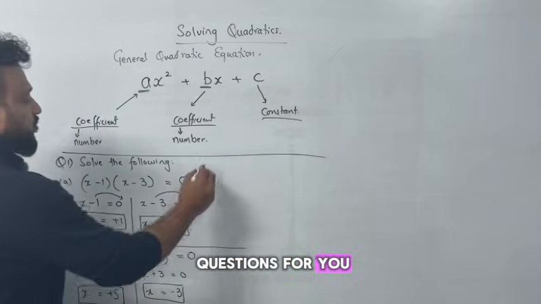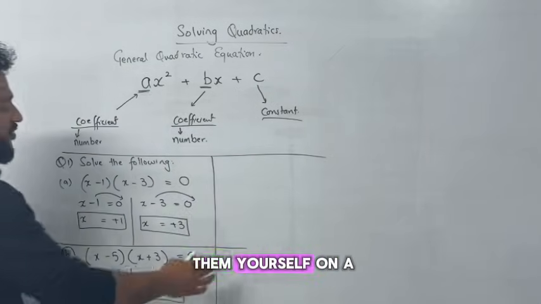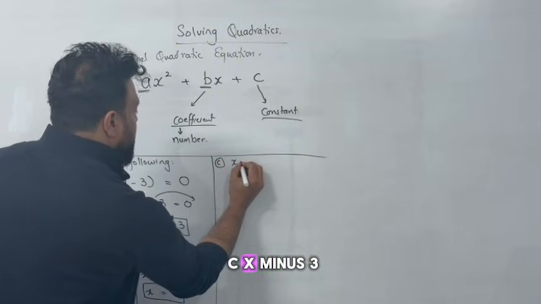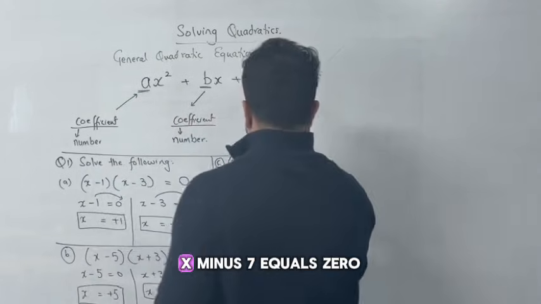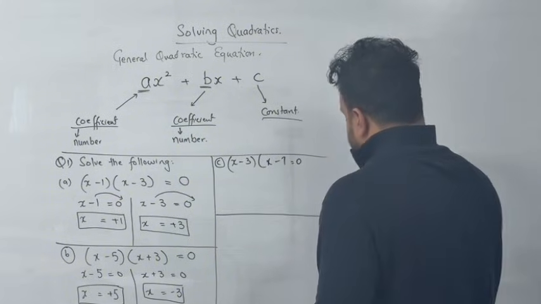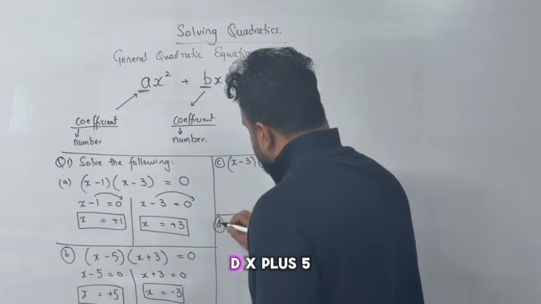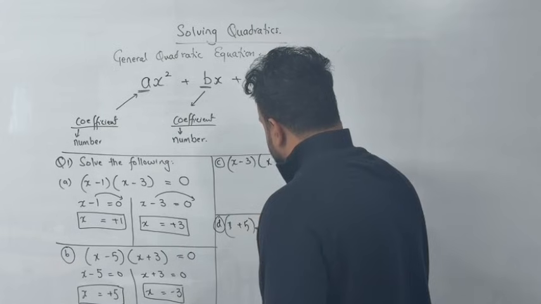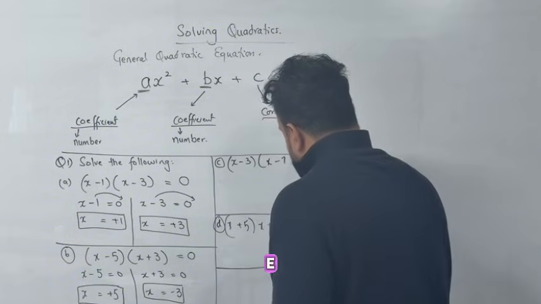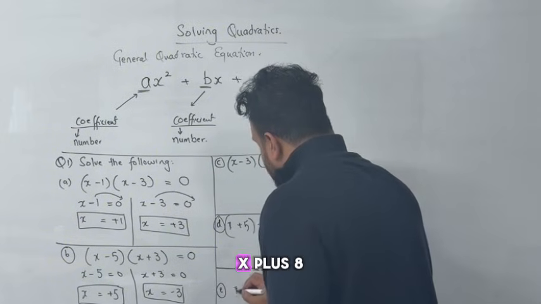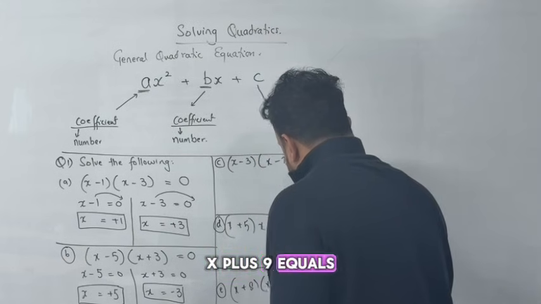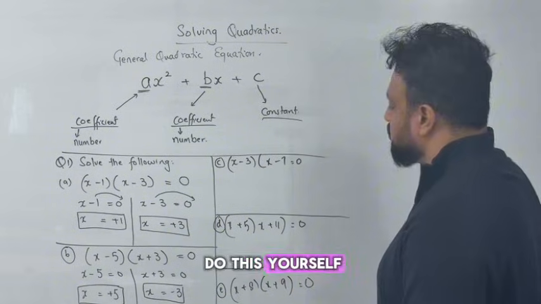I will write some questions for you and you can practice them yourself on a piece of paper. So let's say part C, x minus 3, x minus 7 equals 0. D, x plus 5, x plus 11 equals 0. E, x plus 8, x plus 9 equals 0. You can do this yourself.